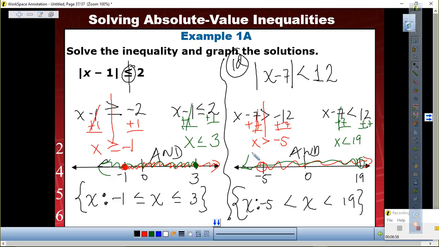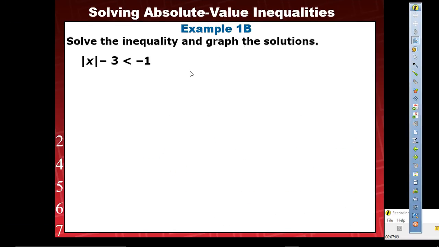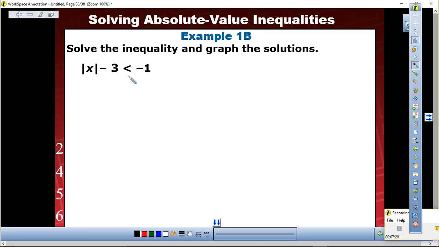Okay, good. Let's do another one. We need some more practice. Copy this one, please. Example 1b, absolute value of x minus 3 less than negative 1, I'm sorry. Yeah, I just did that to see if you're paying attention. Nice. Danae, what do I do?